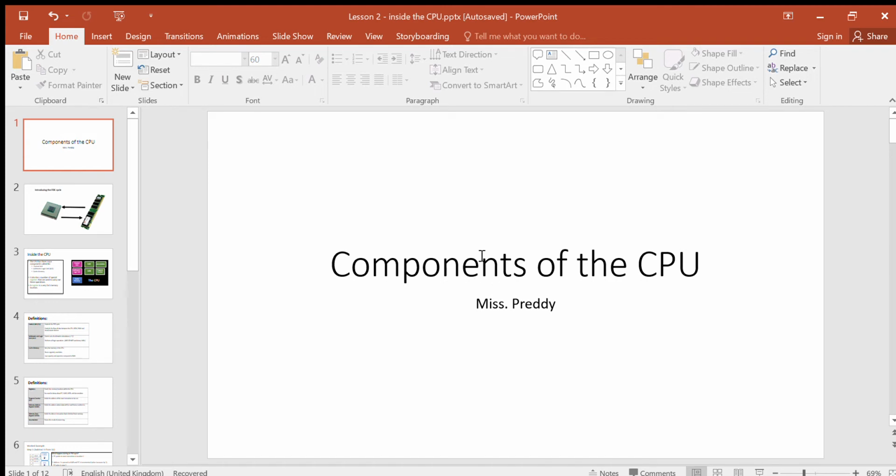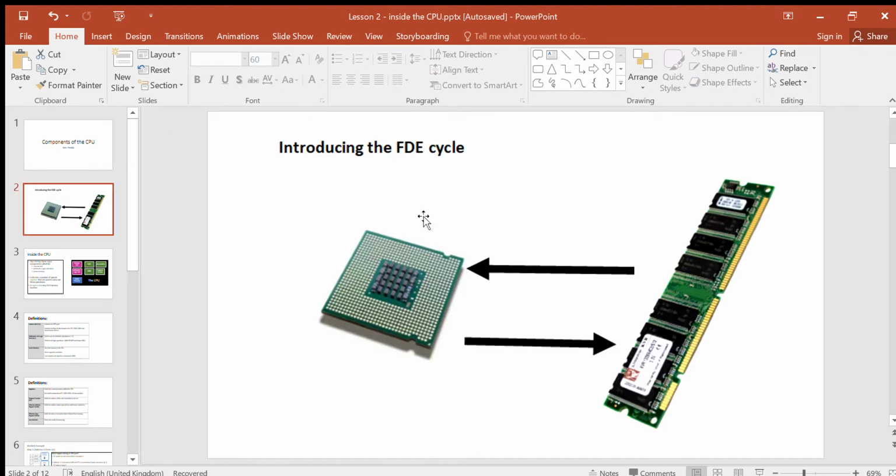Today we're going to be looking at the components within the CPU. The first video gave you that intro, that overall view of the inner workings of the computer. We're going to delve into the components within the CPU today. As a quick recap, last session we looked at the FDE cycle. The CPU fetched data and instructions from RAM and took them back to decode and execute. Today we're going to be looking at what is within that CPU that allows that process to happen. Remember, billions of times a second that fetch, decode, execute cycle is occurring within your computer.